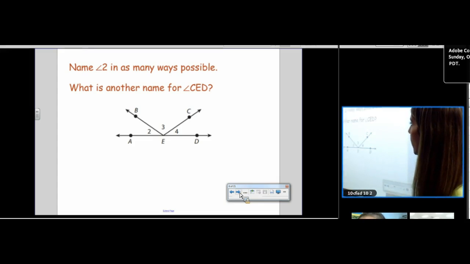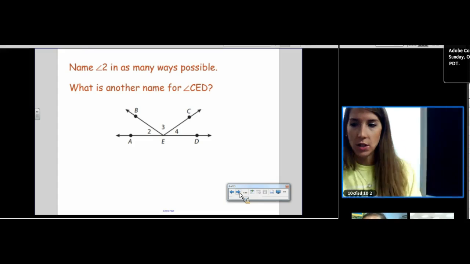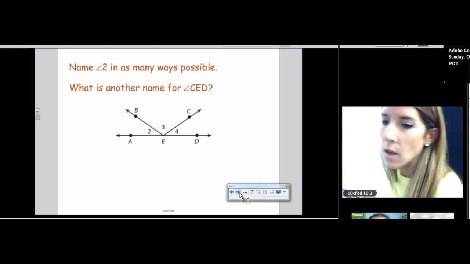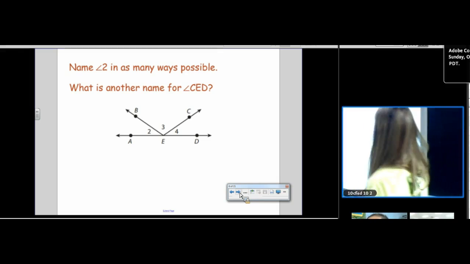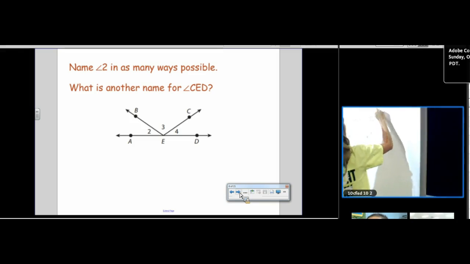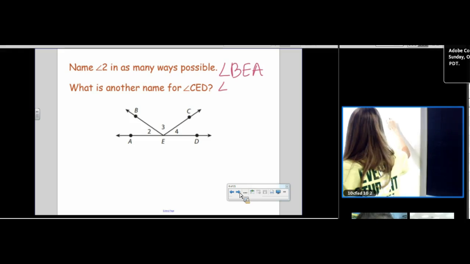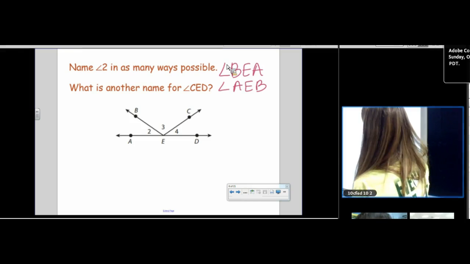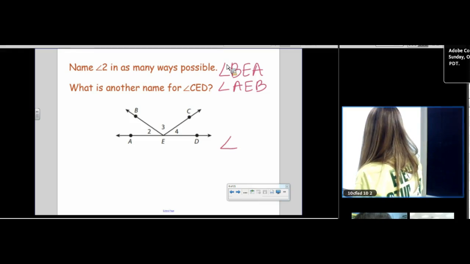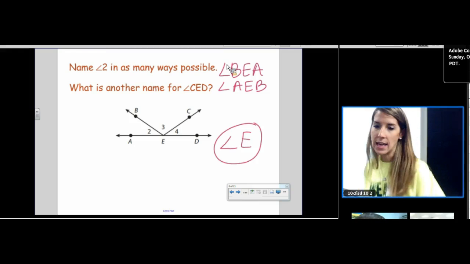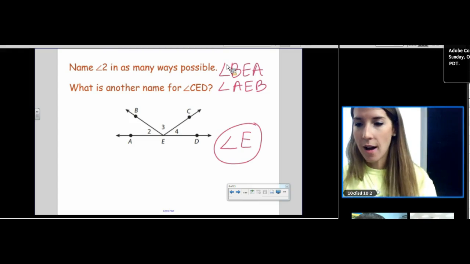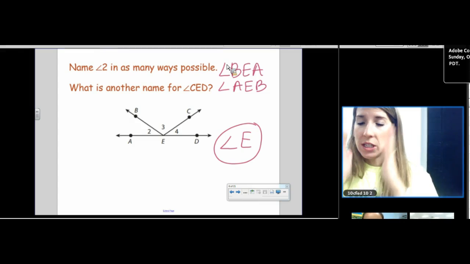Name angle 2 in as many ways possible. What's another name for angle CED? Don't type the answers yet. Okay, Megan said angle BEA. So another way to name angle 2 is angle BEA. And of course, you may reverse the order. Angle AEB. Now, what angle would I be naming if I just said angle E, which angle would I be talking about? So just be careful.